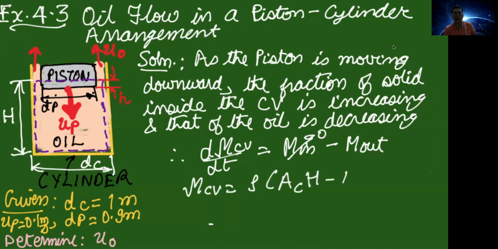So this is the mass of the oil inside the control volume, which is equal to the density of the oil multiplied by this difference of volumes. This is the volume of the control volume. This is the volume of the solid inside the control volume. And this difference gives you the volume of oil inside the control volume. When you multiply by density, you get the mass at this time instant.